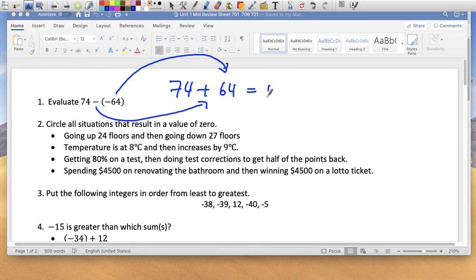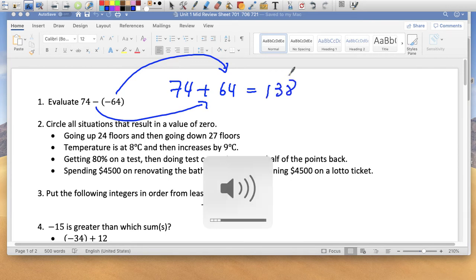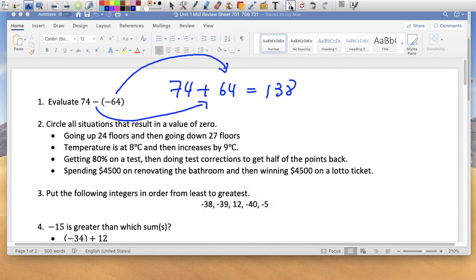So 74 and 64 is 138. Just lower that a little bit, and then that's it.